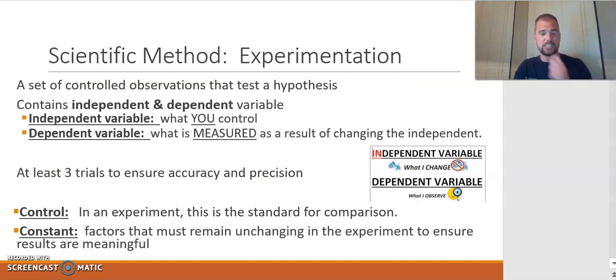So now we get into the experimentation. So what does an experiment look like? Well, first of all, an experiment is a set of controlled observations in order to test a hypothesis.